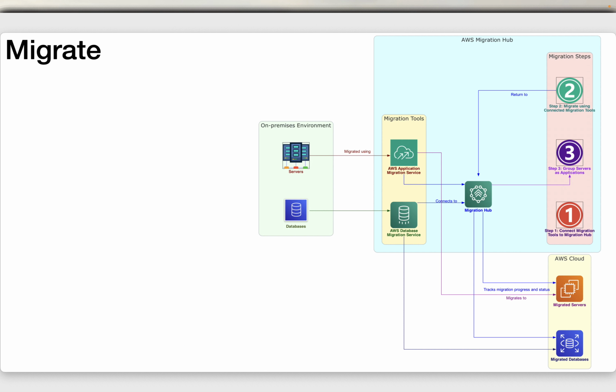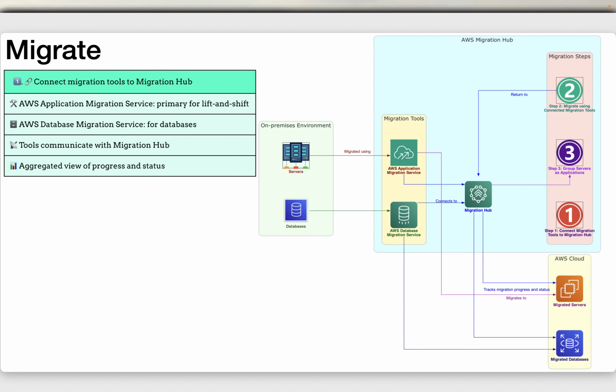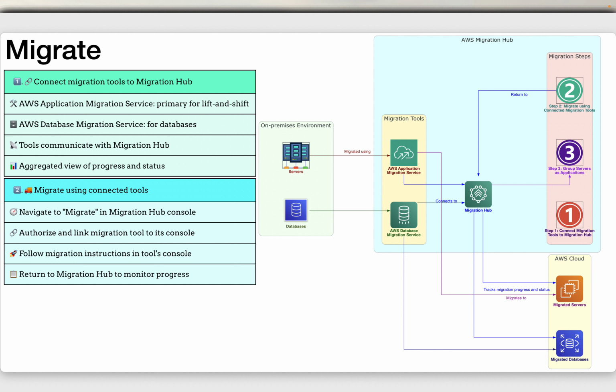Next important phase is the actual phase, which is the migrate phase. So I'll cover this in more detail. So step 1, connect migration tools to Migration Hub. AWS Application Migration Service is the primary service recommended for lift and shift migrations of your applications to AWS. AWS Database Migration Service is used for migrating databases, and these tools communicate directly with Migration Hub. Then step 2, migrate using connected tools.